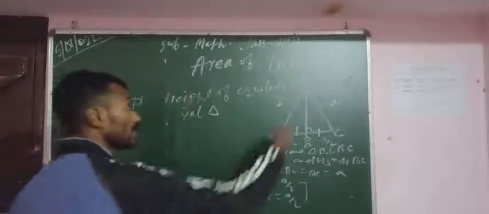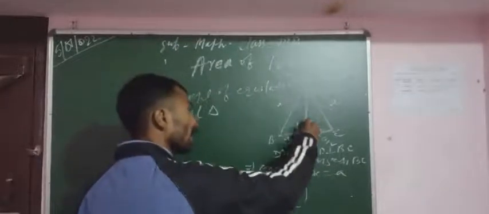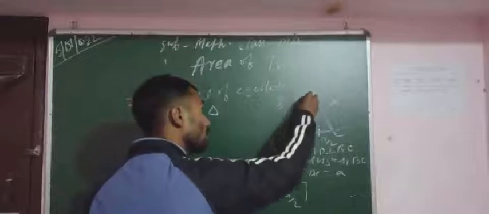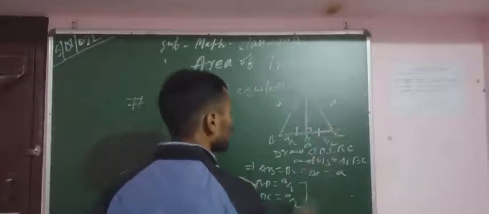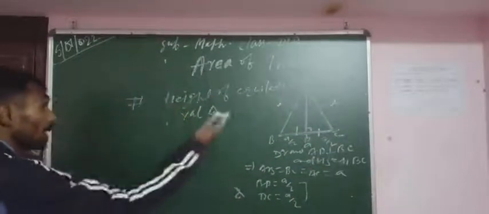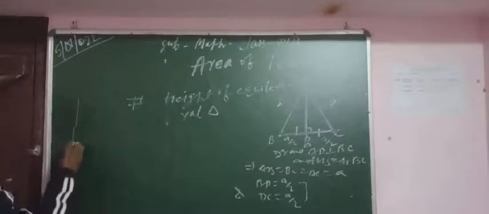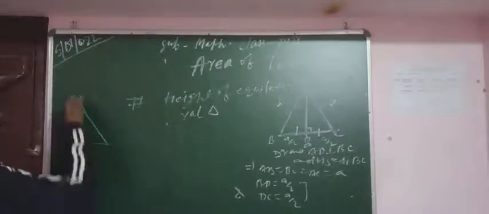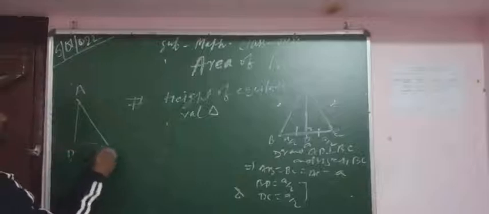Now look at this. This is the height of the equilateral triangle. Now look at this, we can consider half of the figure. The figure looks like that. It's A, it's D, it's C.